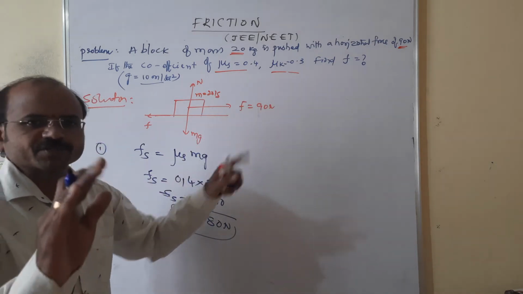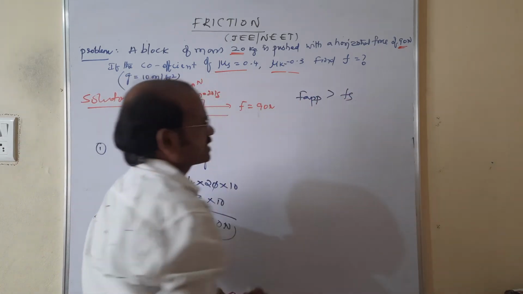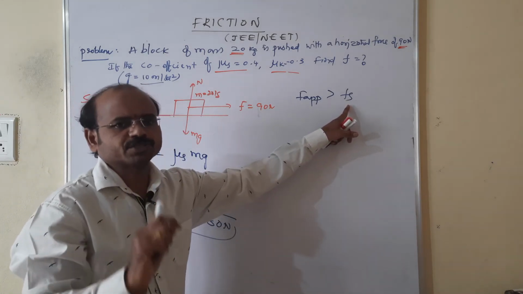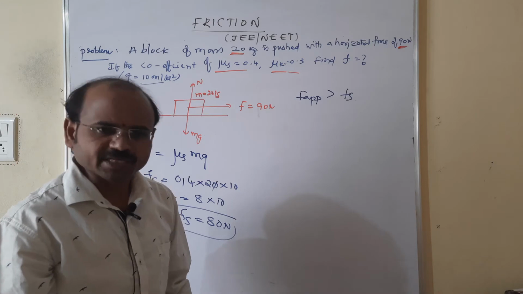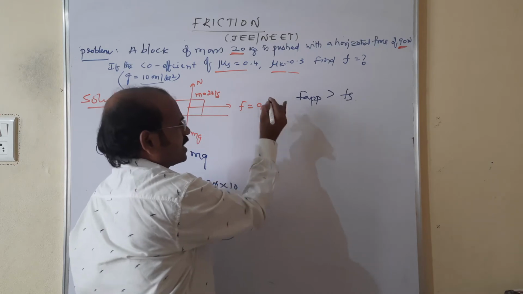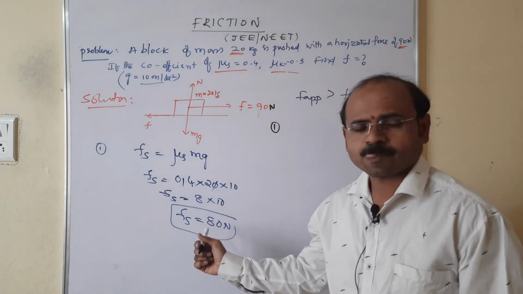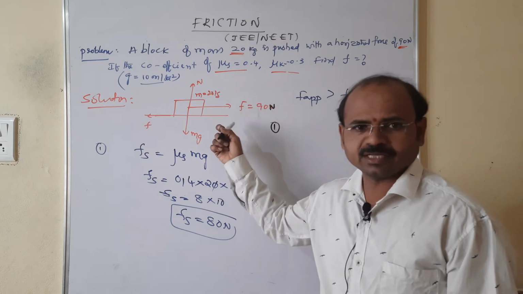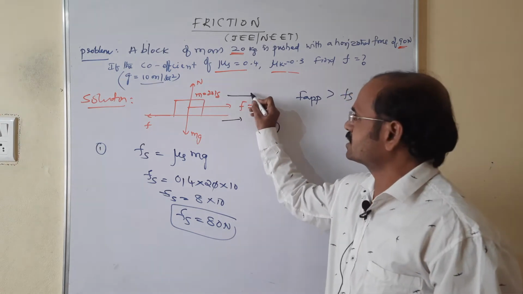Now we can say the applied force is greater than the static friction. Therefore, the block is said to be in motion, that means the block moves in the direction of the applied force. So 80 Newton is not the answer. Because the block is in motion due to the applied 90 Newton, the kinetic frictional force is introduced.